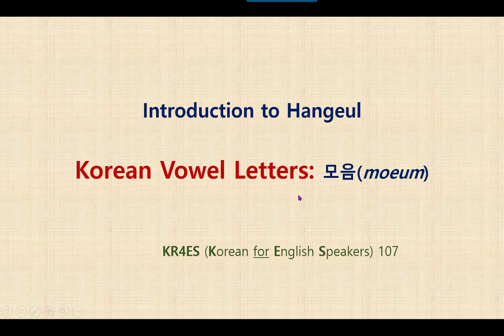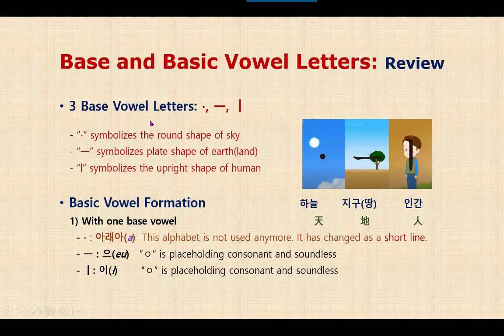Let's get started. Do you remember this slide? It's a review. You have already learned it, so I'll review shortly. I don't need to spend much time. It's about base and basic vowels. The Korean alphabet is composed of vowels and consonants. For the vowels, there are three base vowels. They represent sky, earth, and human.